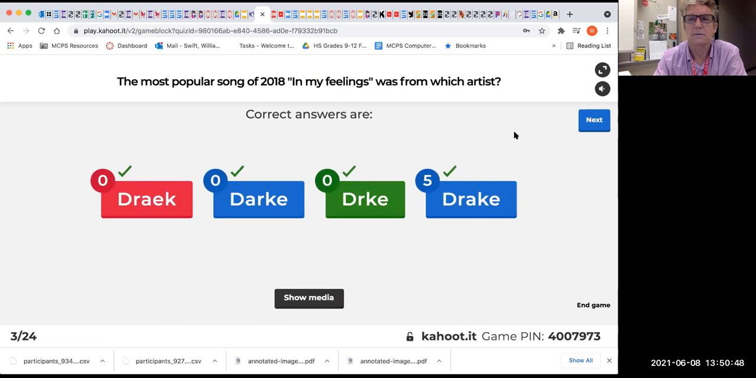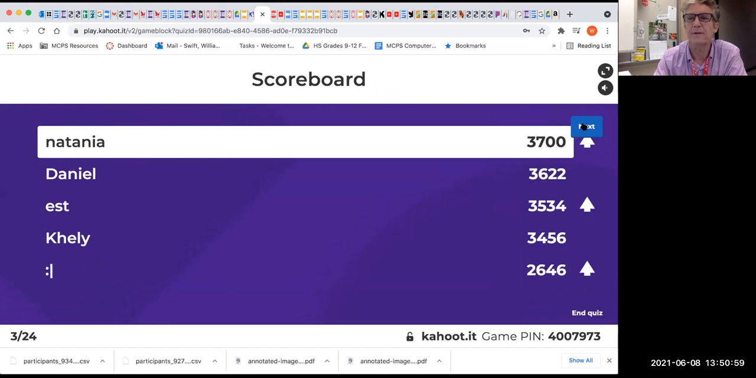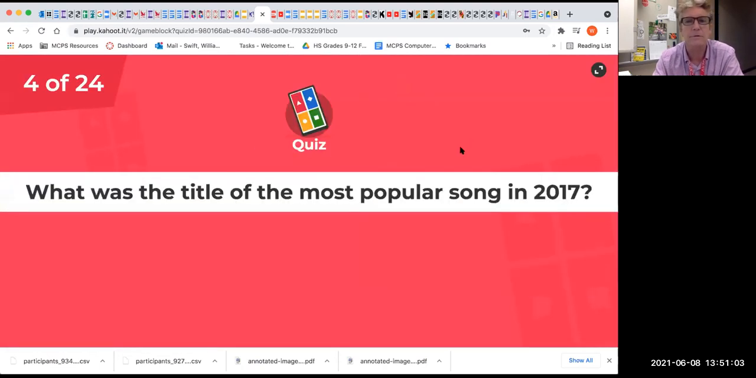Rake. Great job, team. Ooh, Natanya takes the lead, 3,700, with Daniel right behind, nipping at her heels.